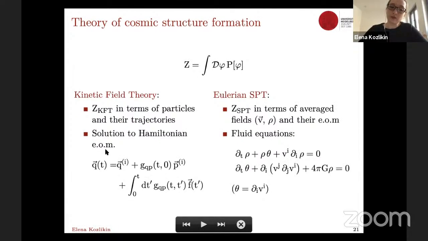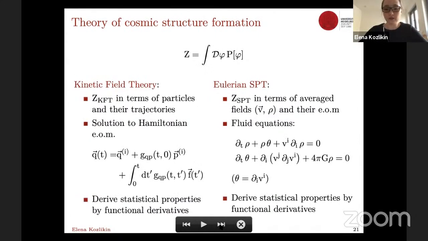So in kinetic field theory, we will need the solutions to the Hamiltonian equations of motion that we've seen before. And for SPT, we use the fluid equations. And in both cases, you can again apply appropriate density operators, for instance, to get statistical properties like power spectrum, bispectrum, and so on.